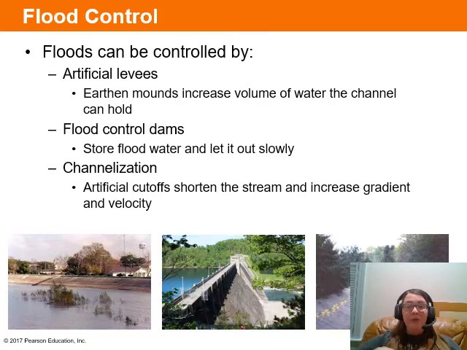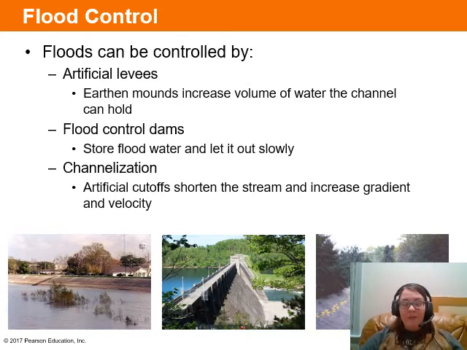We can also build dams along our rivers. So here we can see a river that's been dammed. The water is going to be held behind the dam, and then this dam is very slowly going to release a specific amount of water every single day.